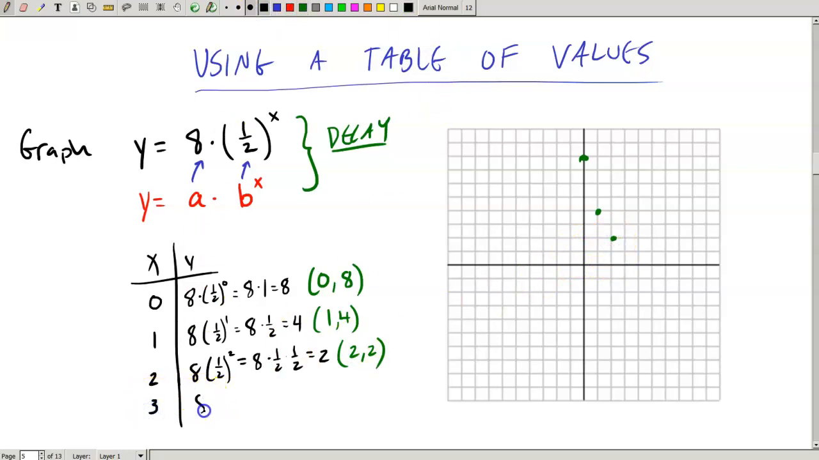So 3, what happens when I cut it in half 3 times, or 8 times 1/2 cubed? Well, without showing it, well, I'll show it anyway. 1/2, if I do that 3 times, that's going to give you 1. Right? You could plug that in your calculator too, but you shouldn't have to. 3 is going to go to 1. So we have this point.